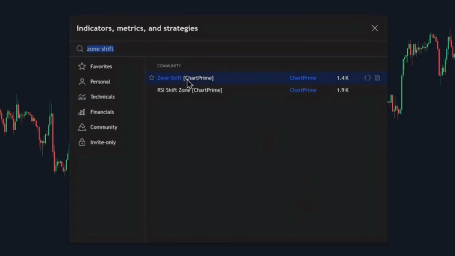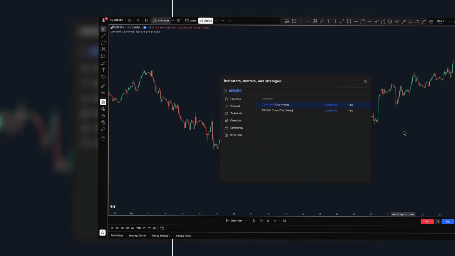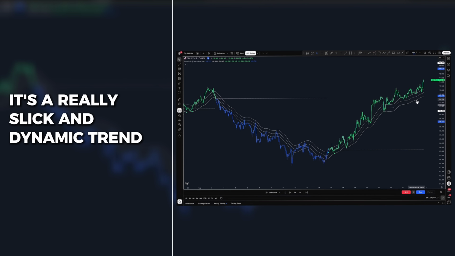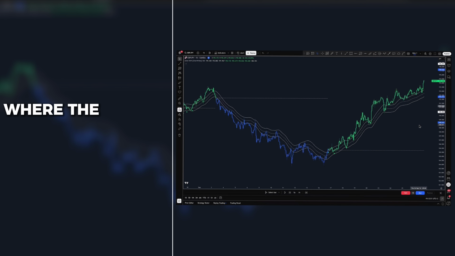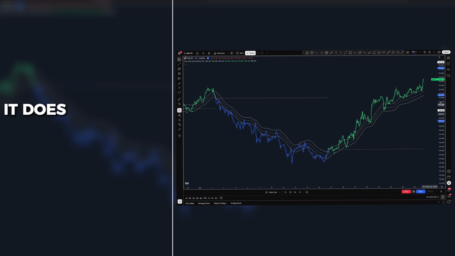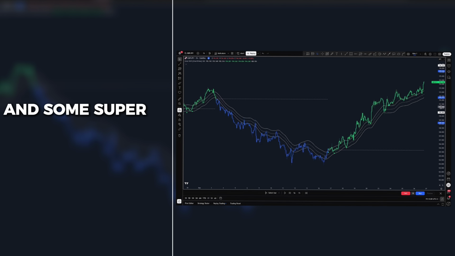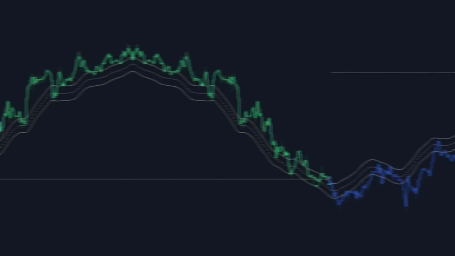Ladies and gentlemen, this is the all-powerful Zone Shift indicator. It's a really slick and dynamic trend detection tool designed to help you spot trend shifts and identify key levels where the price is likely to react. It does all this using a special band and some super clear visual signals right on your chart.